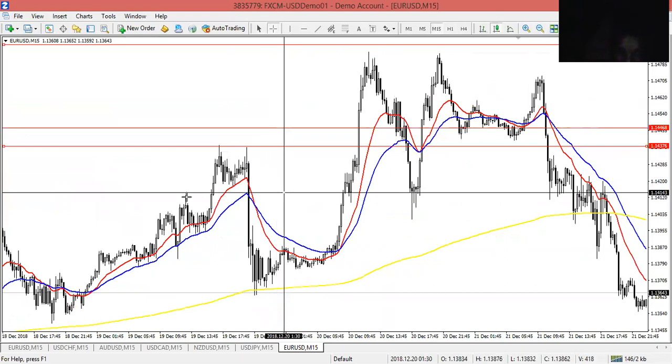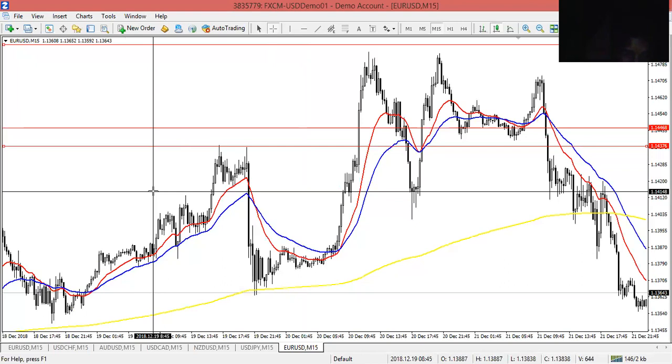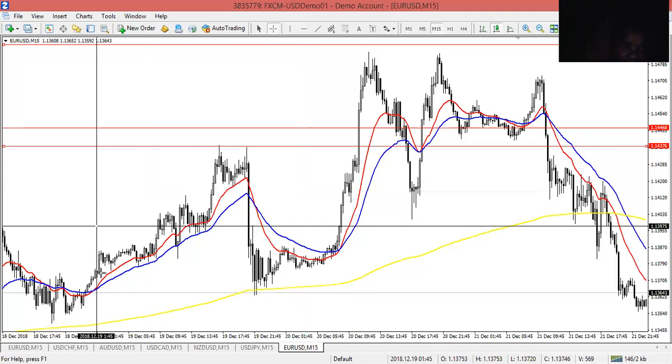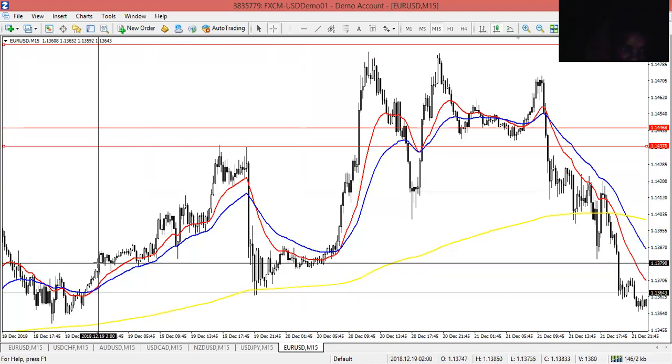19th is 20. So 19th, 2 a.m. Okay, so this is it. You can see this vertical line I drew here. This is the candlestick here, this one. That's 2 a.m.